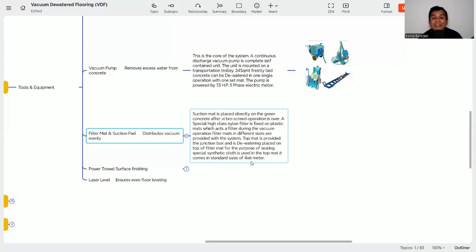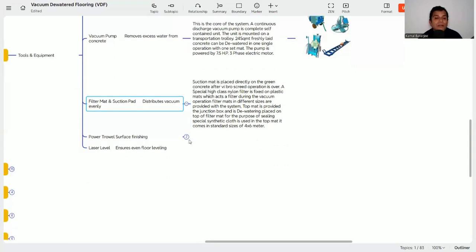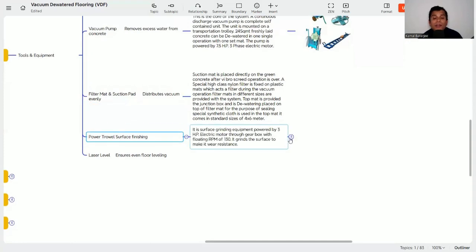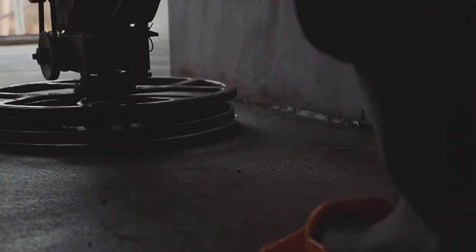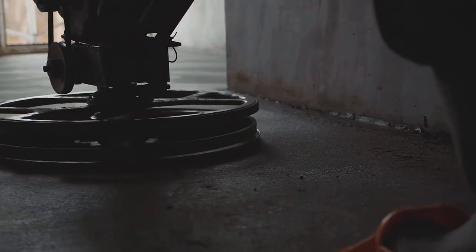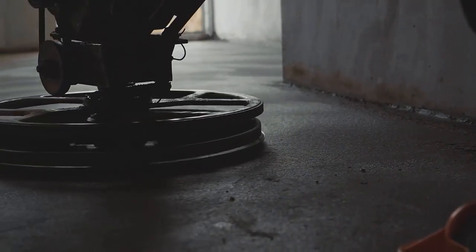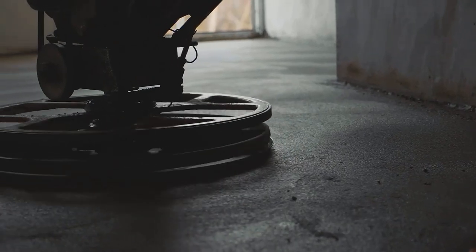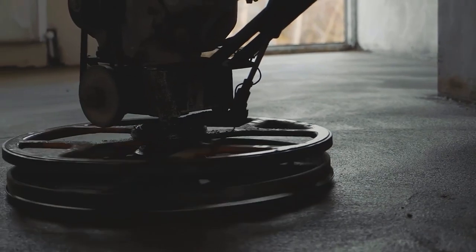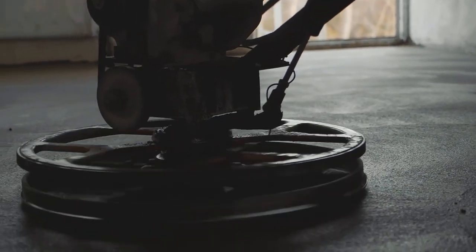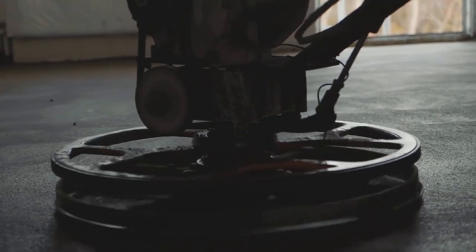Then power trowel surface finishing. This power trowel we are using is a surface grinding equipment powered by a 3 HP electric motor through a gearbox with a floating RPM of 130. It grinds the surface to make it wear resistant. So this motor, whenever we are moving, floats inside and grinds the surface to become wear resistant. And a laser level to ensure even floor leveling.